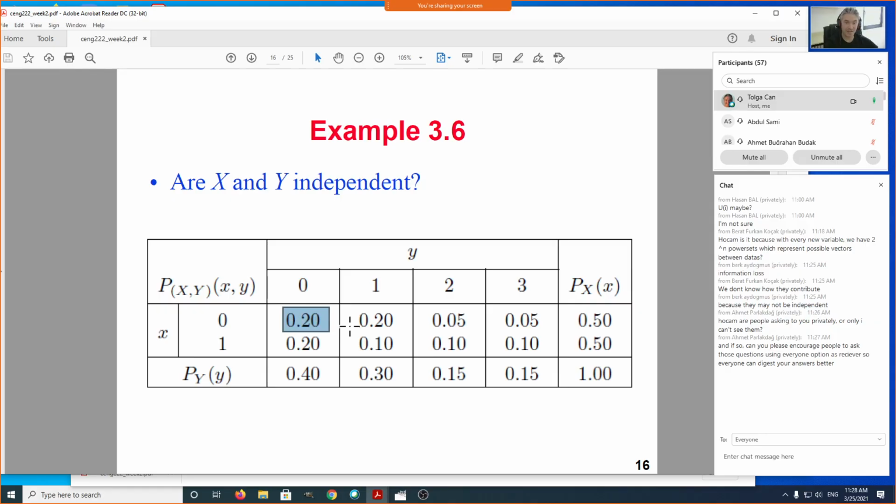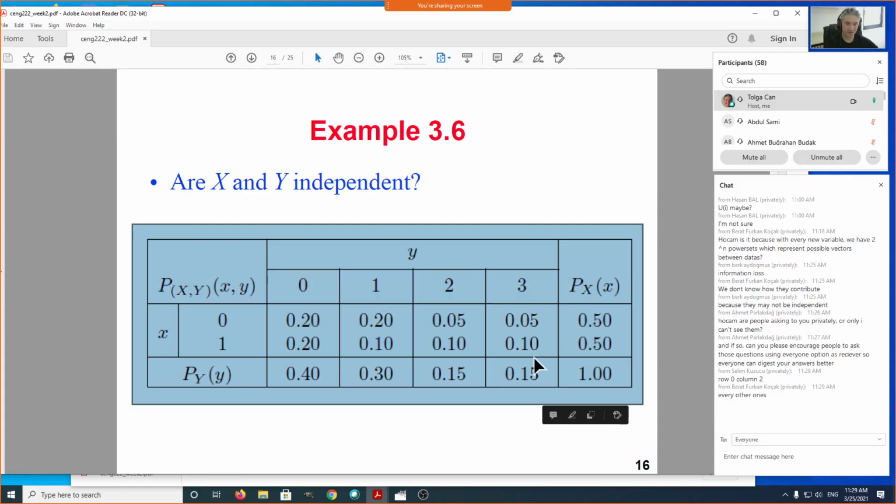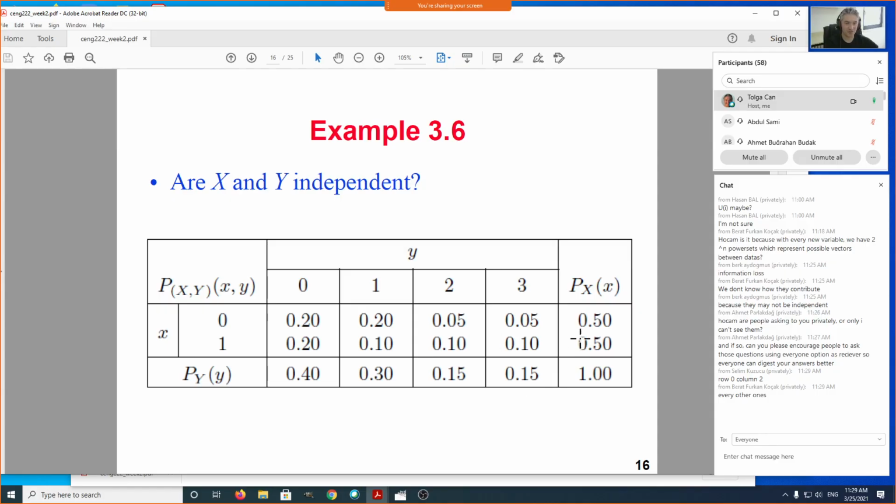I didn't say that. But now, can you tell me, is there any other entry in this table besides this one that tells me that they're not independent? Any answers? Well, what you should do right now is try to multiply something here with something here, and see that the result is not the same as something here. Yeah, row 0, column 2, for example, this one is also not true. All the other ones, if you multiply them, you don't get the result.